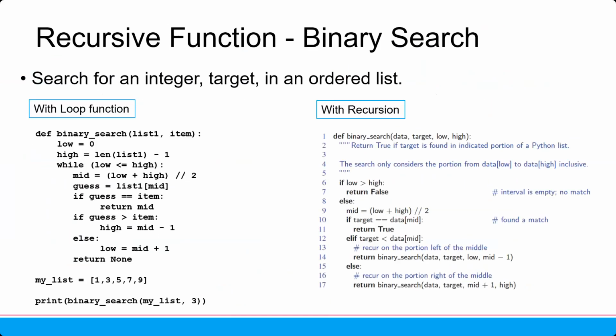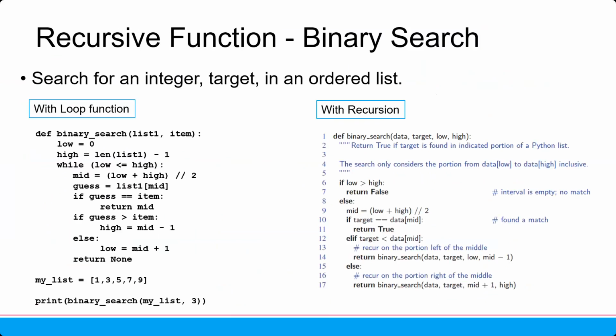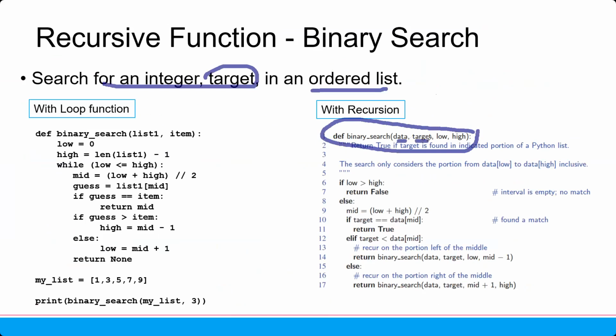Now, we have a recursive function with binary search. Before I explain the code, let me show you the code first. We can do the binary search. We want to search for an integer, the target, in an ordered list using this function. The binary search has data, and then we define the target. For example, the target is 22, and we need to determine the low, and we need to determine the high.